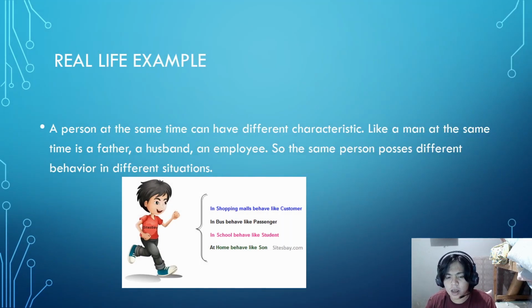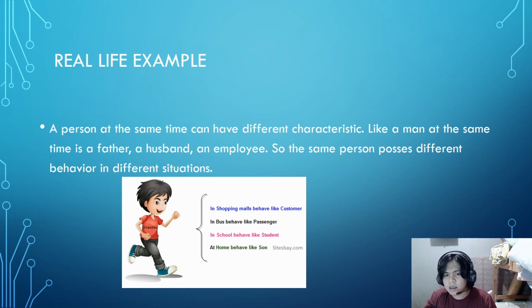Now, I will give you guys a real life example of polymorphism. My first real life example would be a person, because a person at the same time can have different characteristics. Just like polymorphism, which has many forms, a person can also have different forms. Like a man at the same time is a father, a husband, or an employee, so the same person possesses different behaviors in different situations.